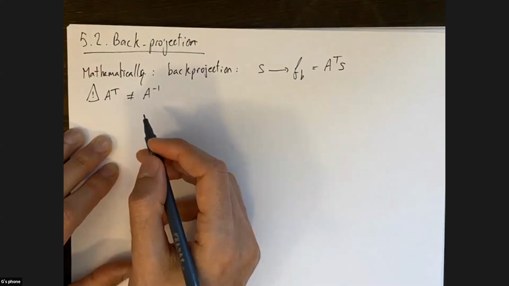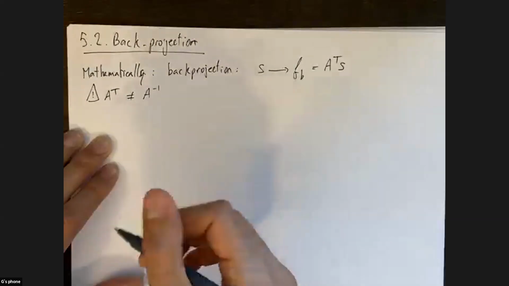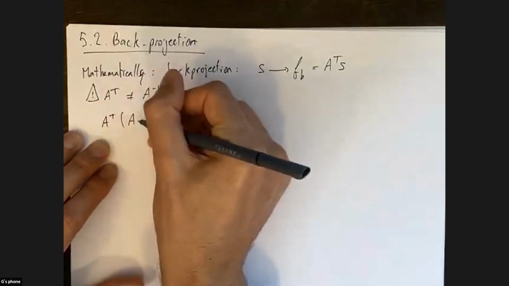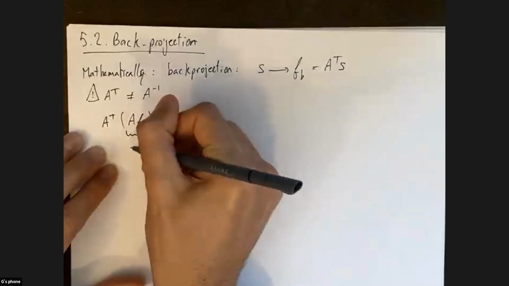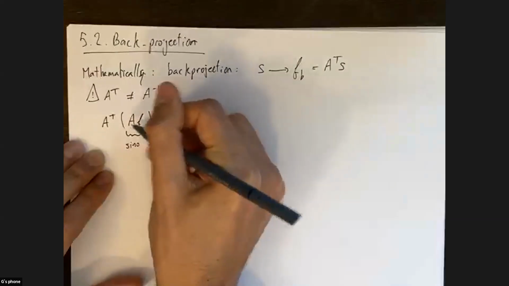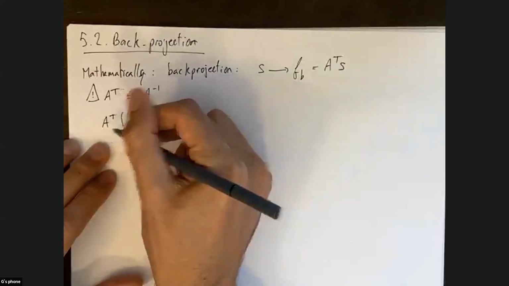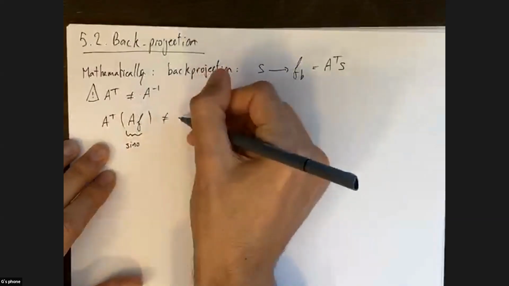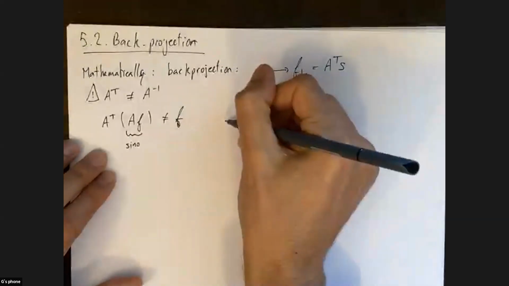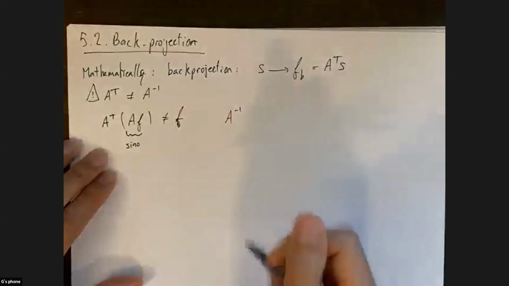Therefore, if I apply A transpose to AF, where AF is a sinogram, an image F that's been projected, we do not get F back. We get something that's a blurred version of F. We've talked about how we get a blurred version of the image. And I also would like to point out that A inverse does not exist.